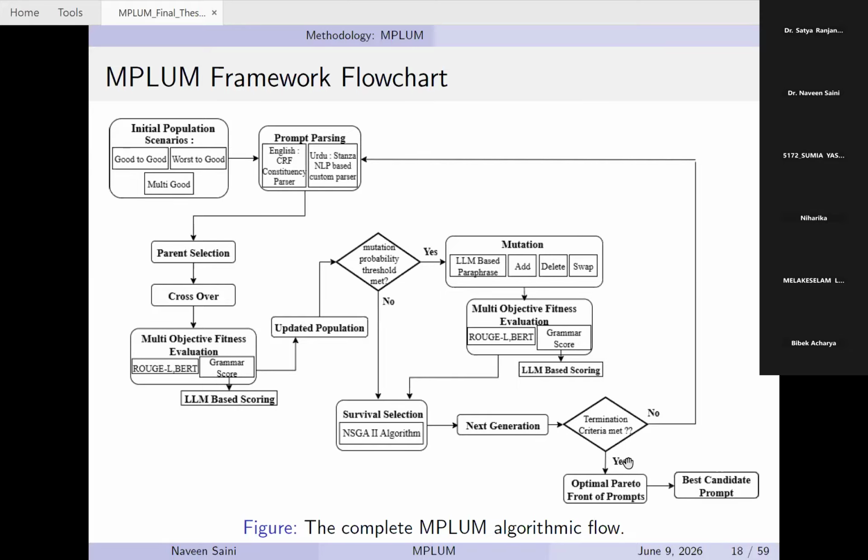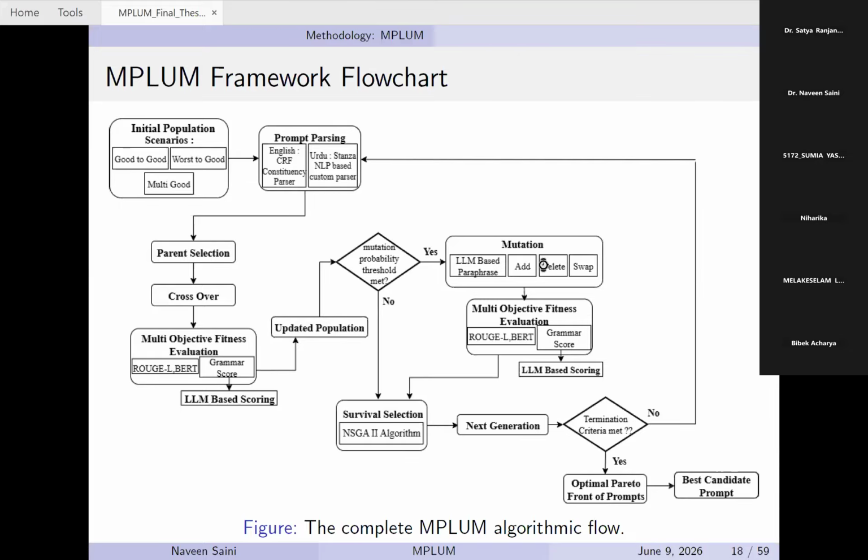If the termination condition is achieved, then we stop. The termination condition can be in terms of the number of generations. Suppose we keep the number of generations as 50. We keep continuing the iteration, and if the number of generations is achieved, then we get the set of Pareto optimal fronts. Otherwise, we keep repeating this. And finally, we find the best candidate prompt from the available set of prompts. So this is the overall flow.